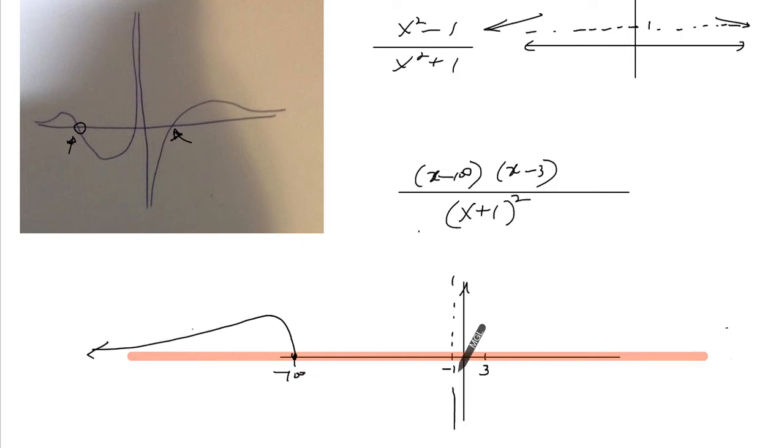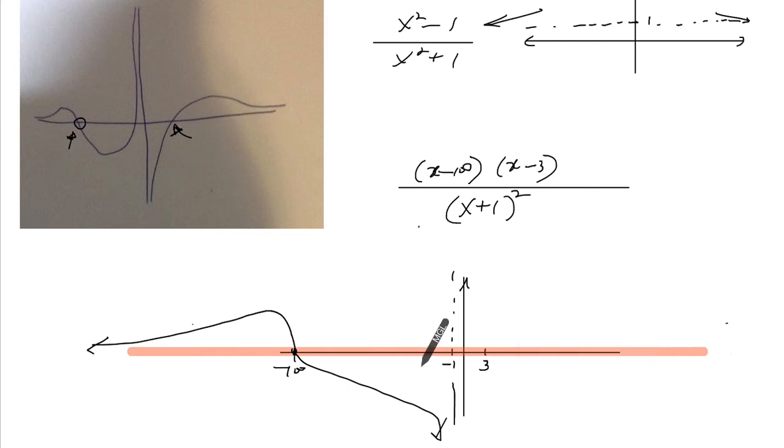Between negative 100 and 3, it's always negative, so it's going to approach the asymptote here this way. That's not to scale. It's also negative from negative 1 to 3, so it's going to be like this. It's going to go back up and then come back down again because it has to pass through here, and we have to start from the bottom, and come back down and approach the horizontal asymptote.